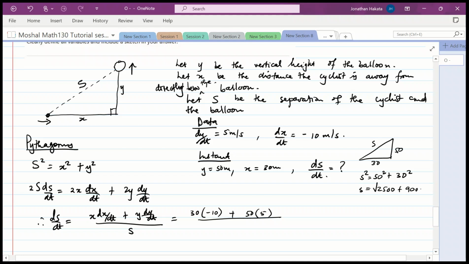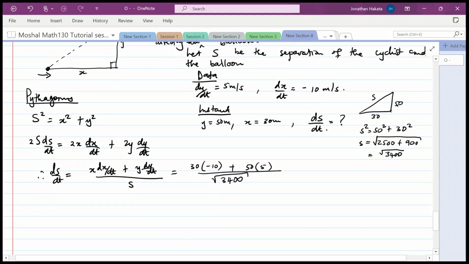Okay, is this okay? 9, yeah, I think that's it. Then square root of that, this should be square root of 3400. So this is square root of 3400 here. Let's simplify further. This is equal to minus 300 plus 250, so we have minus 50 over root of 3400, which is the same as root 34 by root of 100. Of course these are meters per second, right?